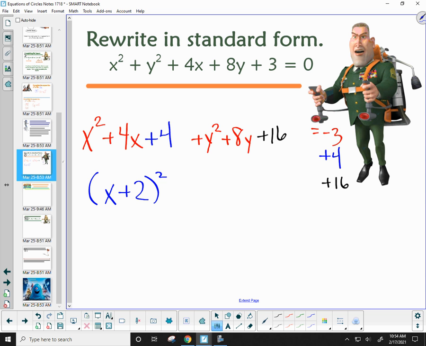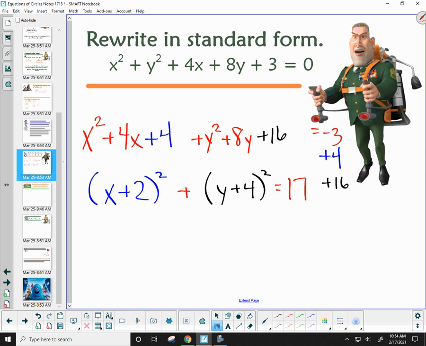Okay, now we can do the y's. Let's take care of the y's. What's that parenthesis going to look like? Y plus 4, that quantity squared. And now I can clean up the right-hand side as well. So negative 3 plus 4 is 1, plus 16 gives me 17.